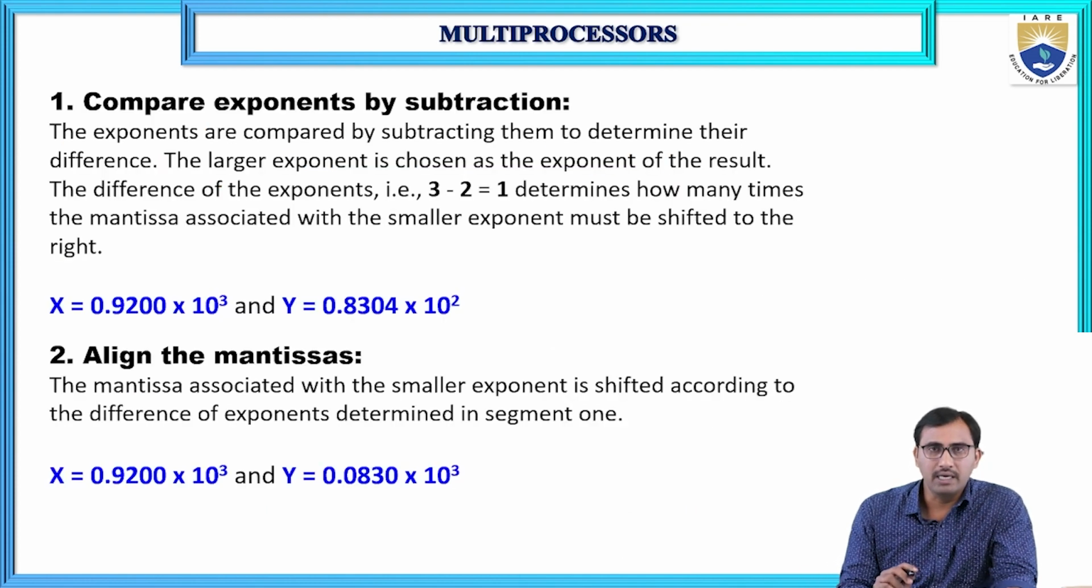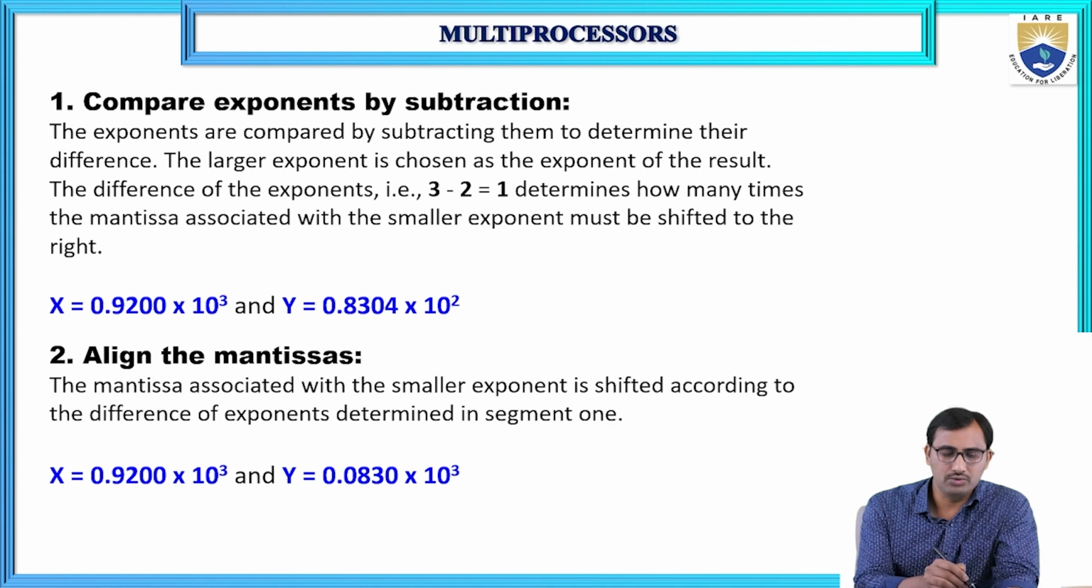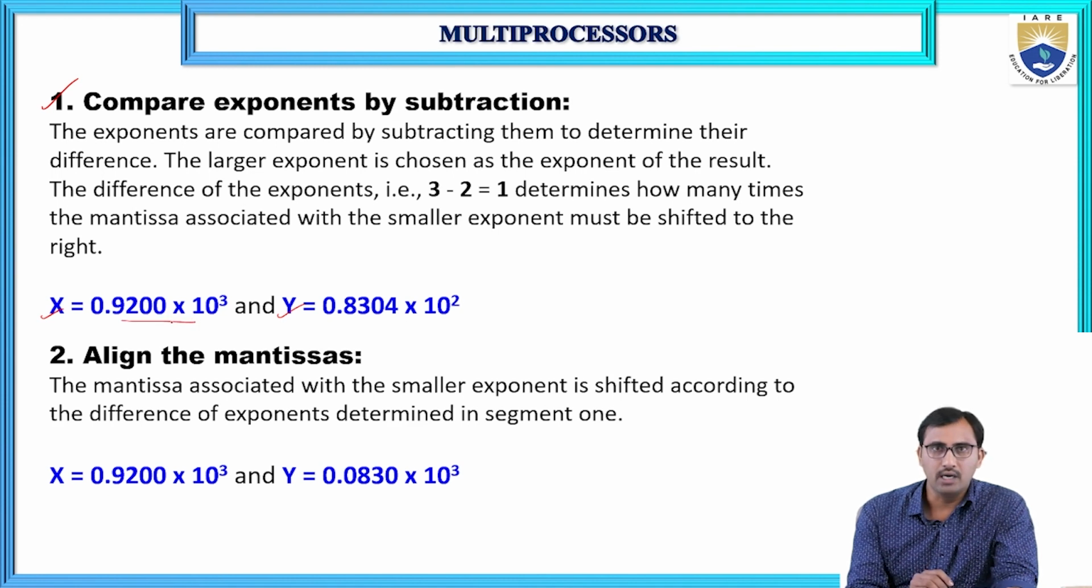We can understand this better with an example. The first step is to compare exponents by subtraction. We have two numbers, X and Y. X is 0.9200 × 10^3, and the other number Y is 0.8304 × 10^2. Here the exponents are not the same.